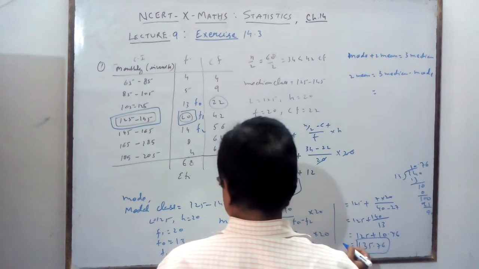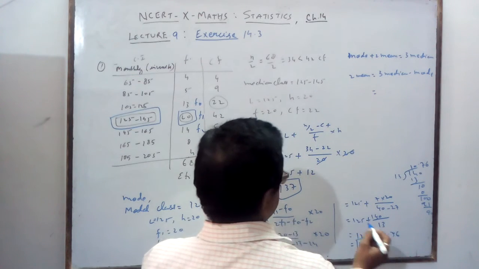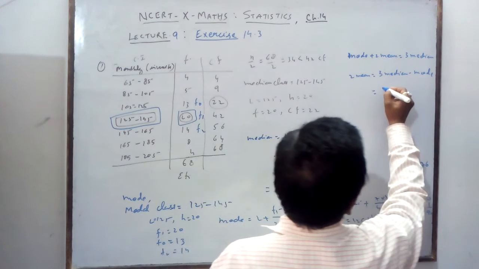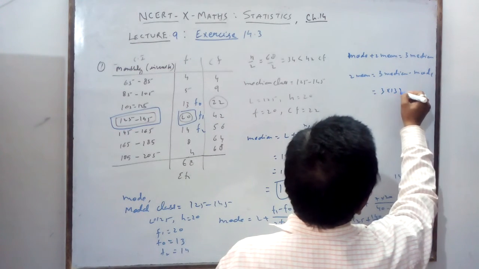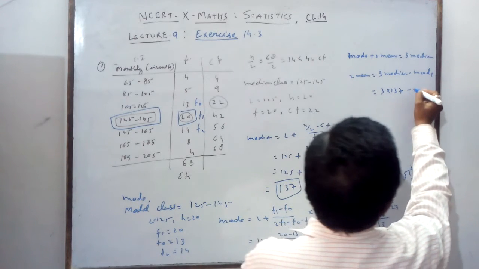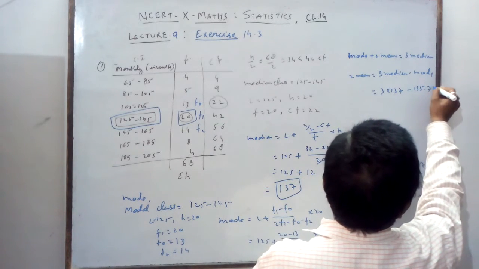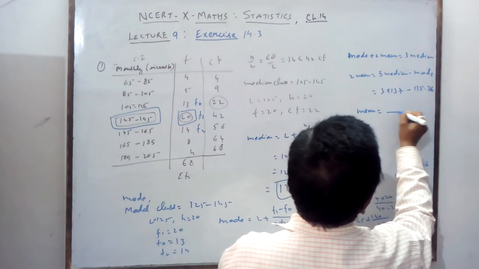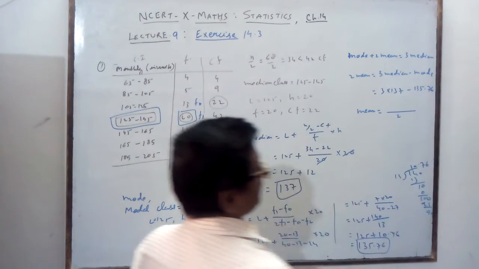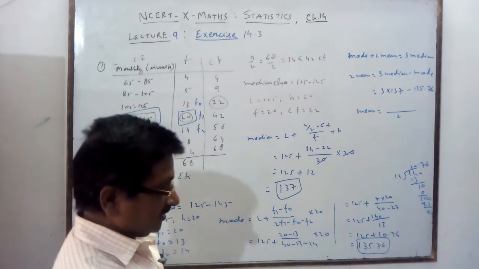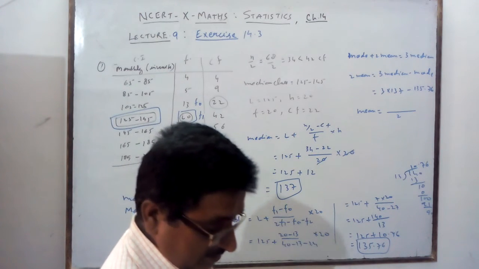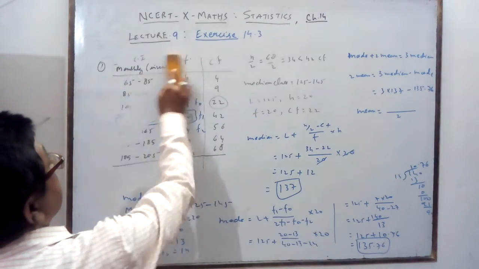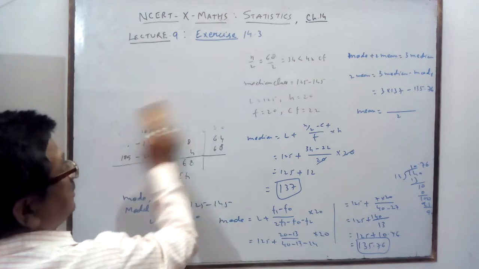What is the median? Median is given here. You have got the median 137. 3 into 137 minus 135.76. So mean will be upon 2. What is the answer coming? You multiply, subtract, and you can get the mean. It is the question number 1. No need to calculate. Empirical formula we will apply and do it.